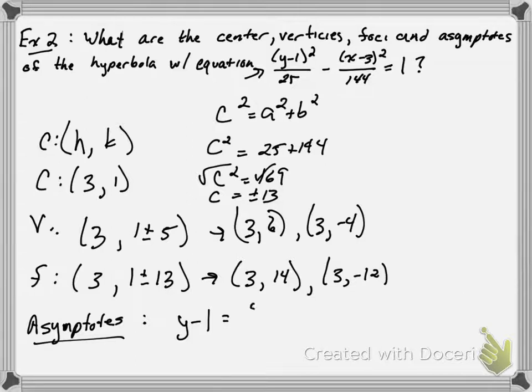square root of 25 is 5 over square root of 144, which is 12, because it's a over b, times x minus h, which in this case is 3. And that would be my equation. And you can stick a plus or minus in front of it, that's enough.